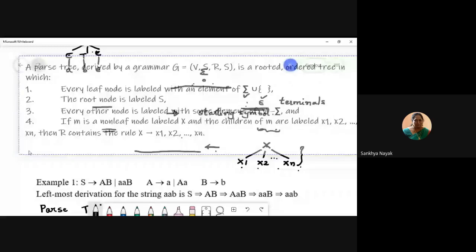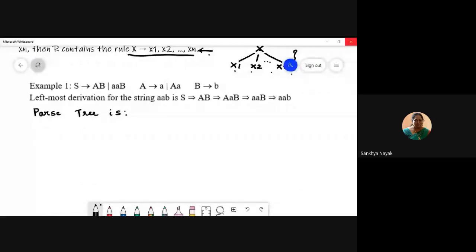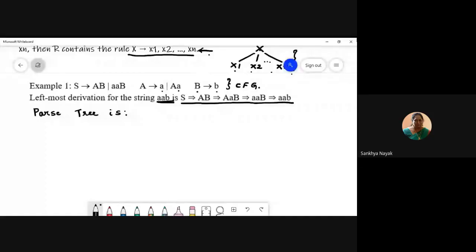Next is derivation and rightmost derivation for some grammar symbols. Let us see this one: S derives AB or AAB, A derives a or AA, B derives b. This is the context-free grammar. For the leftmost derivation of AAB, yesterday we saw that this path could have been used, one possibility. So how do we write a parse tree for that?